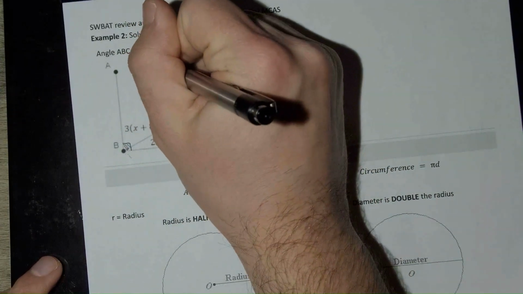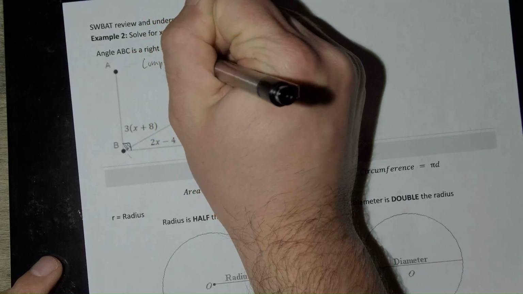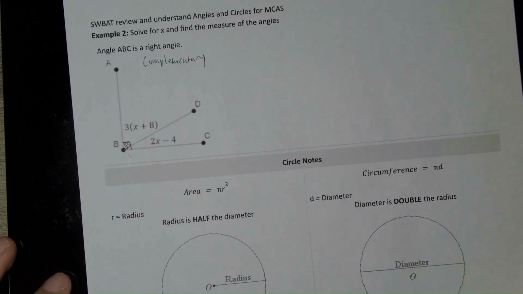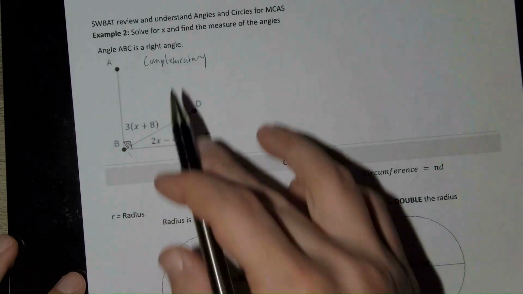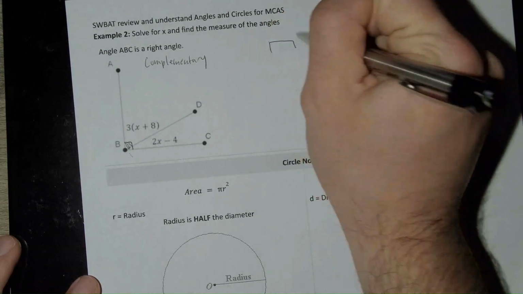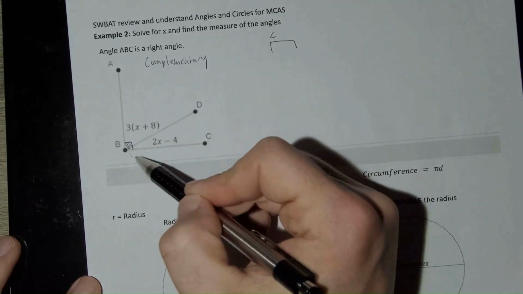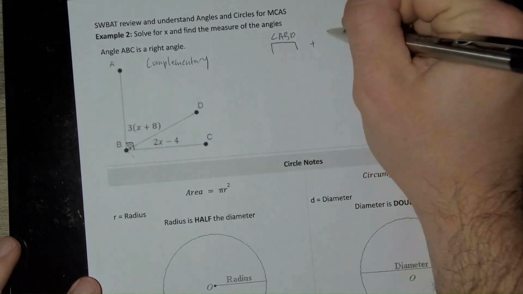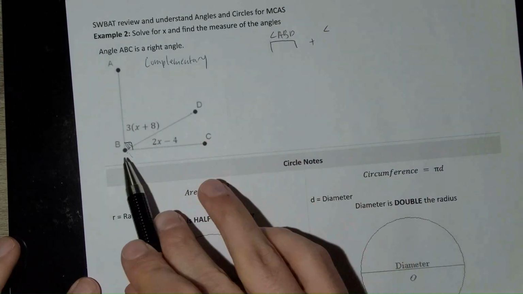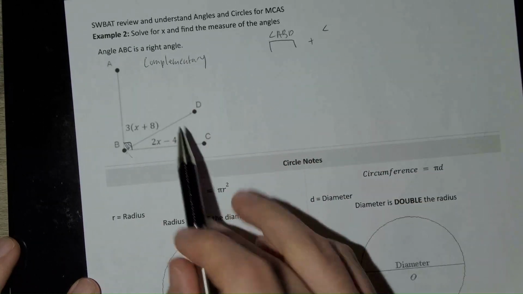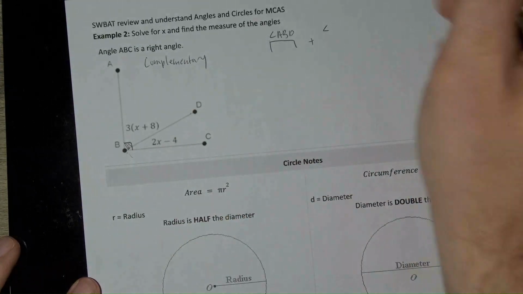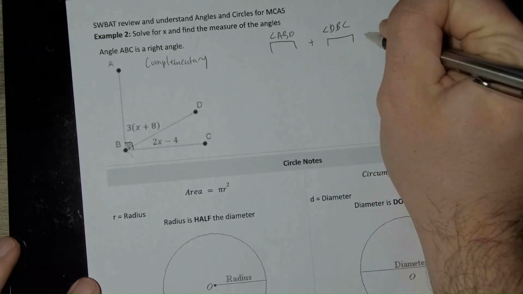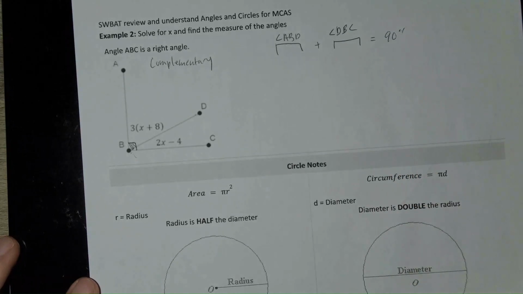So if it's a right angle, that means that these angles are complementary. Bam. Why? They add up to 90 degrees. And so in order to solve for x, we're going to have to do angle ABD plus angle DBC. Remember the angles in the middle, we go by the letters DBC. And again, this is complementary, so it's just going to equal 90 degrees.